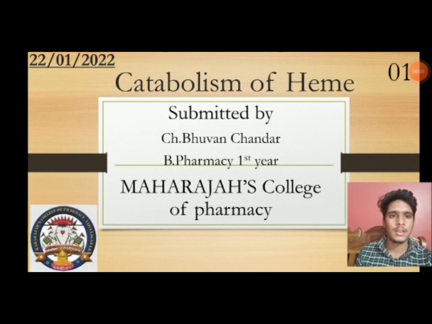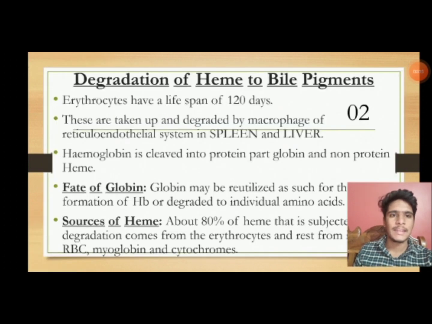Today I am here to discuss with you catabolism of heme, degradation of heme to bile pigments. Erythrocytes have a lifespan of 120 days. These are taken up and degraded by macrophages of the reticuloendothelial system in spleen and liver. Hemoglobin is cleaved into protein part globin and non-protein part heme.